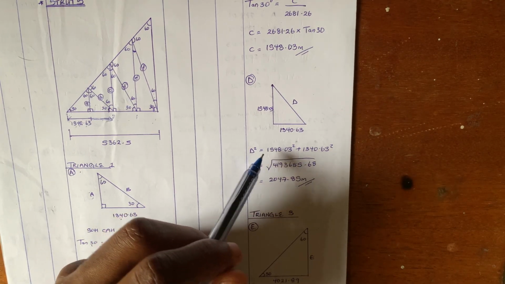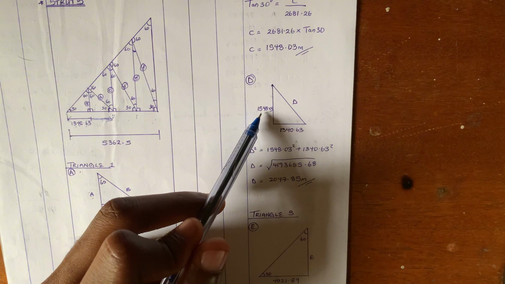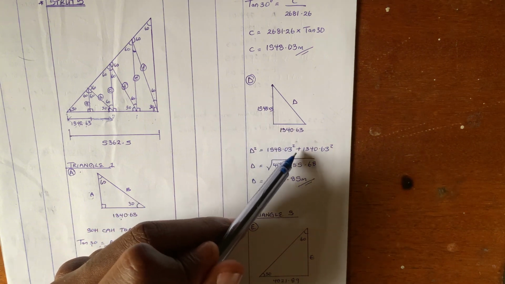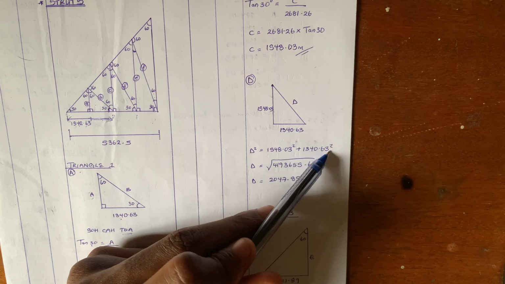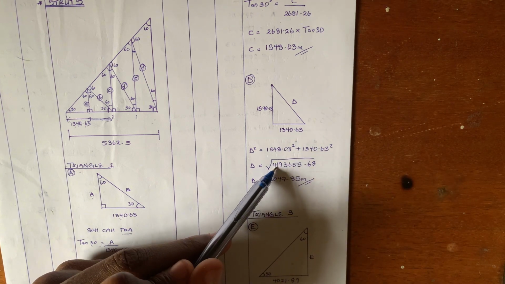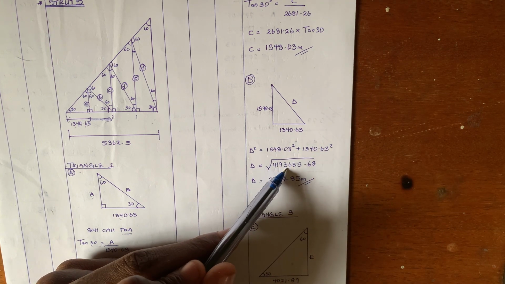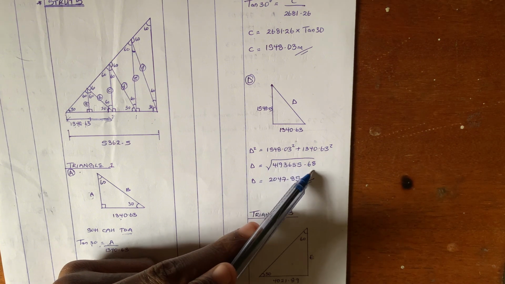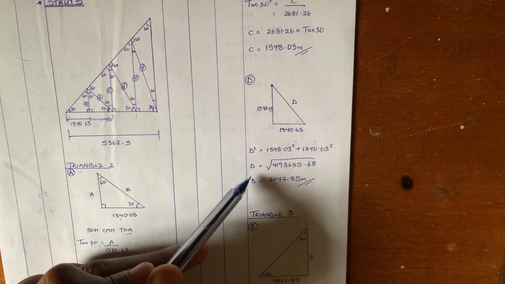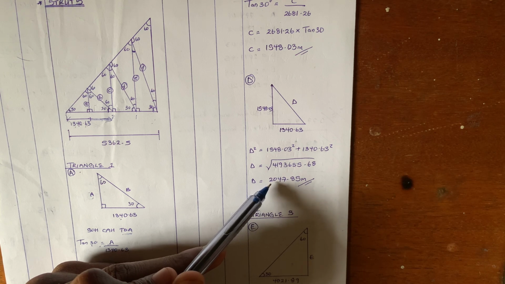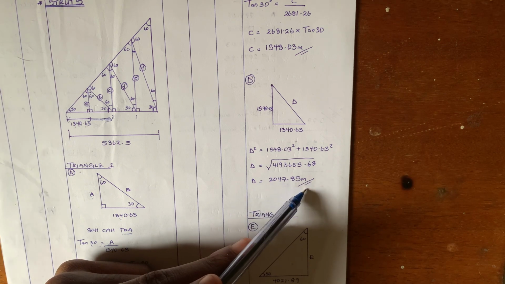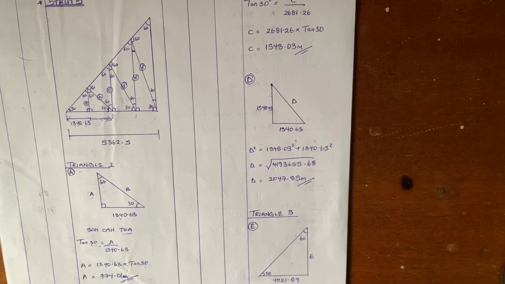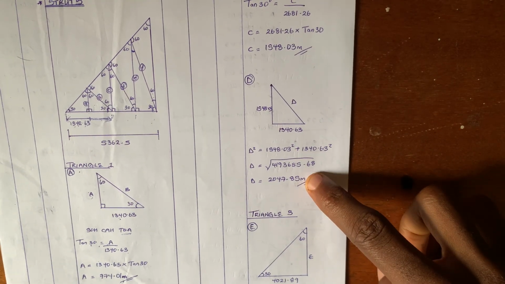So in order to find D, all we need to do now is to use the Pythagoras theorem. So D square is equal to 1548.03 square plus 1340.63 square. And that will give me 4,193,685.68. So you square root. D will now be equal to 2047.85 meters. And that is how we got our D.